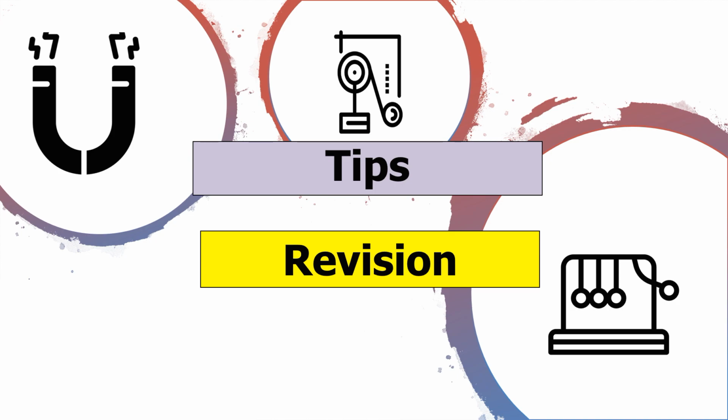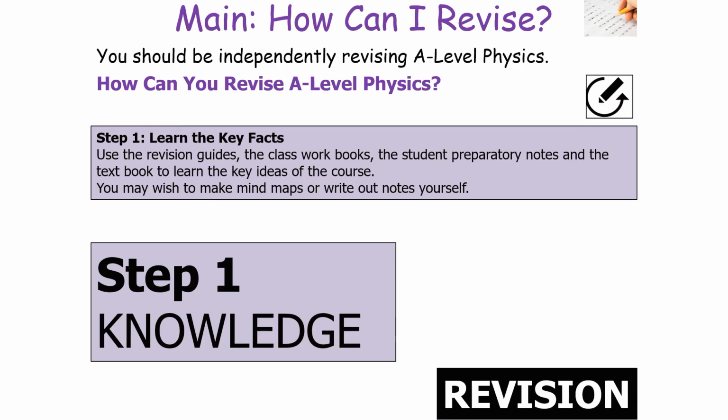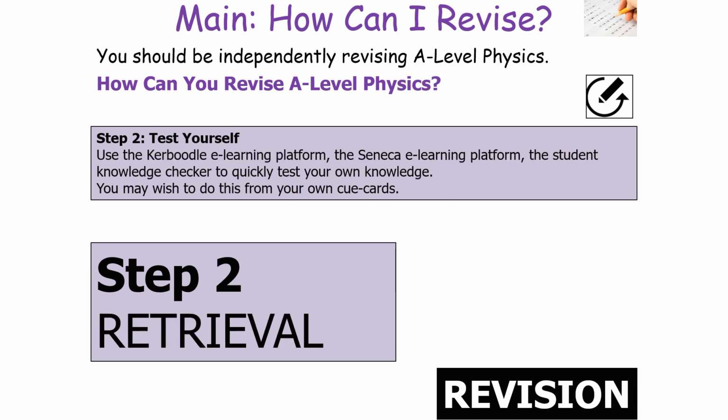So how should you be revising A-level physics? The first step is to learn the key facts. Use your revision guides, class workbooks, student prep notes and textbooks to learn the key ideas of the course. To learn this knowledge you may wish to make mind maps or write out the notes yourself. You may then want to test yourself by using Caboodle, Seneca or your own knowledge checkers to quickly test your knowledge, and you may wish to do this retrieval process from your own cue cards.